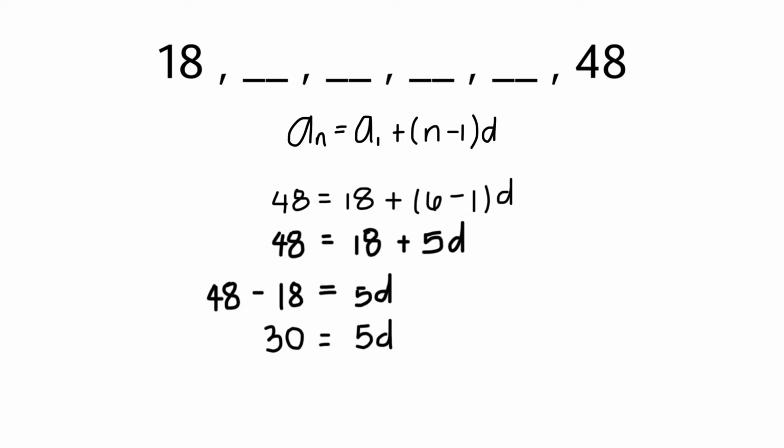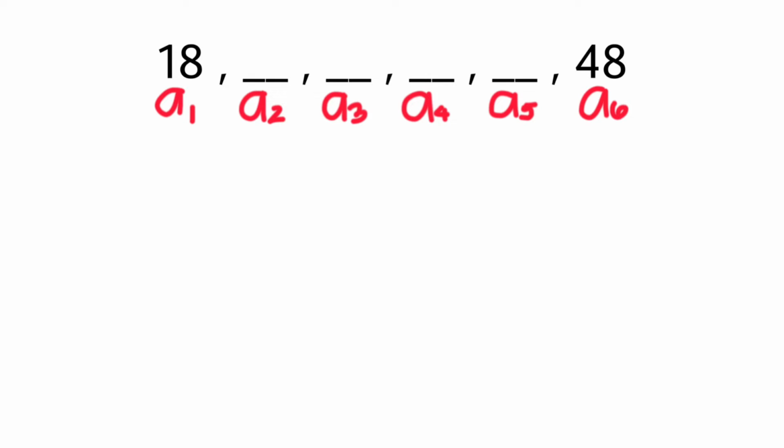To finally find the value of d, or the common difference, divide both sides of the equation by 5. Cancel. So 30 divided by 5 is equal to 6. So the value of d, or the common difference, is 6. Now, how are we going to find the missing terms if we have the value of d? Remember, we can find the succeeding term, or the next term, if we add the common difference, which is 6, to the previous term.